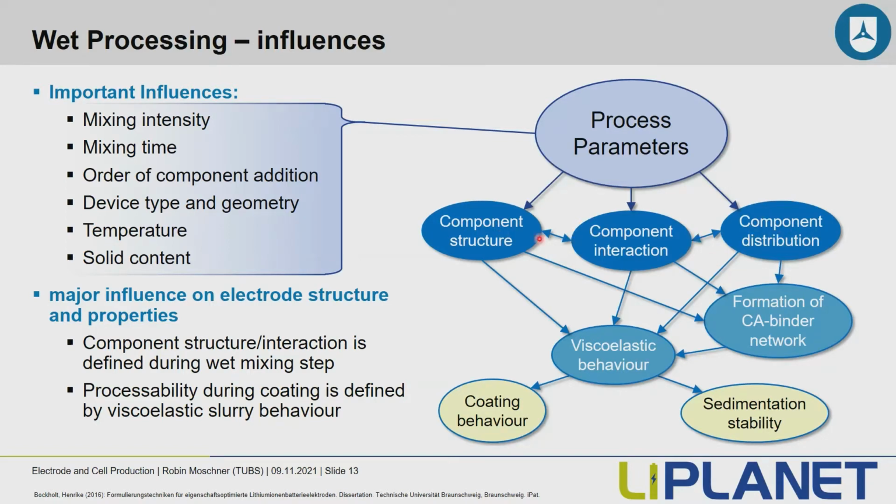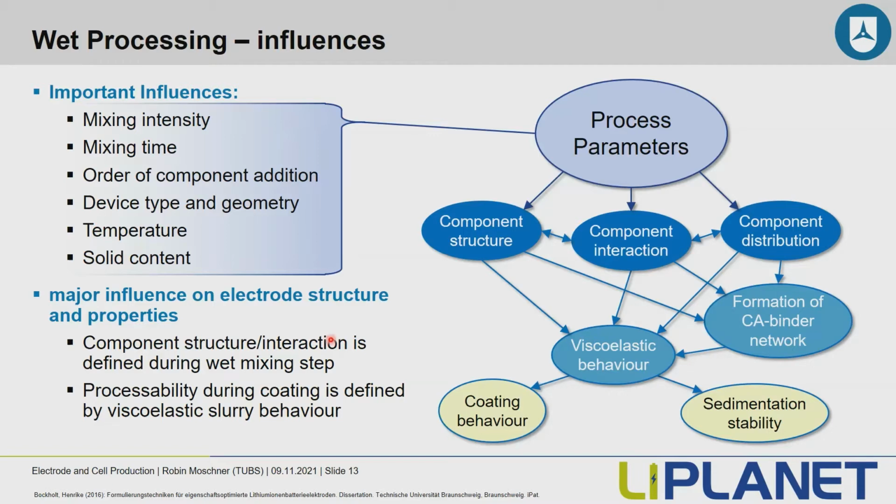These three aspects also have an influence on the formation of the conductive agent binder network, which is a very important structure in the electrode, simultaneously providing the mechanical strength and integrity and the conductivity of the electrode. And they have an influence on the viscoelastic behavior. This viscoelastic behavior is quite an important property of our slurry because it defines, on the one side, the coating behavior during the coating step and the sedimentation stability.